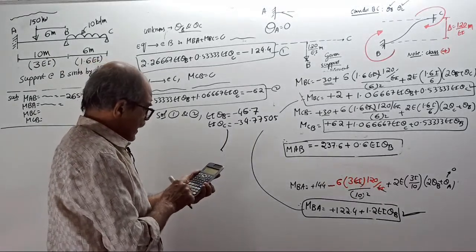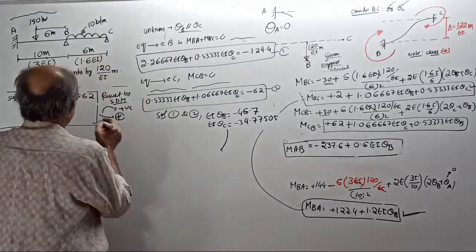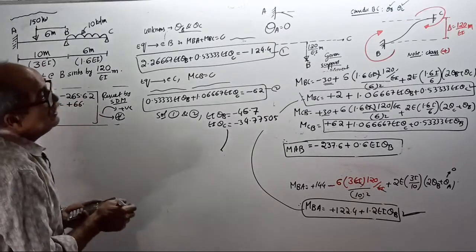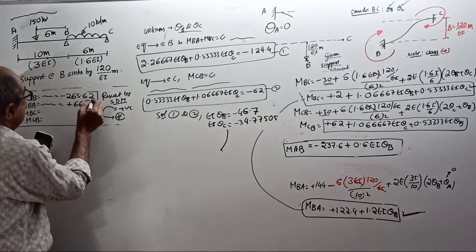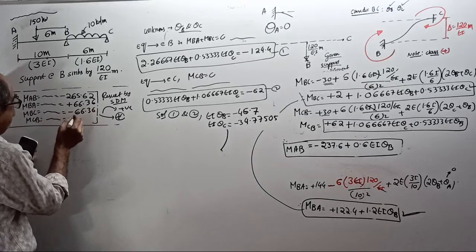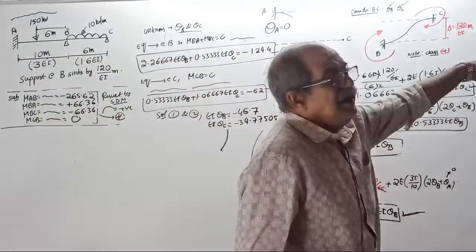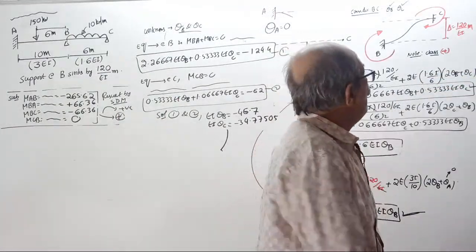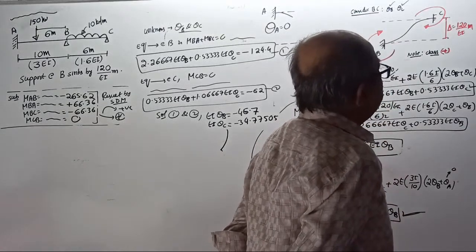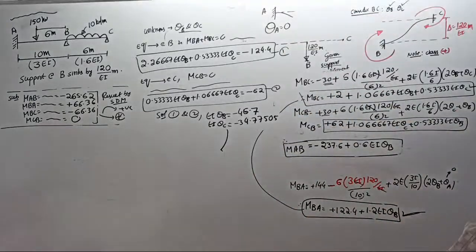122.4 plus 1.2 into minus 46.7 will give you plus 66.36. This will come minus 66.36. This will come 0. Correct answer? Actually correct, because I noted down the answer there. See, my answer is there. Minus 265.62 plus 66.36 minus 66.360. Okay, answer is there.